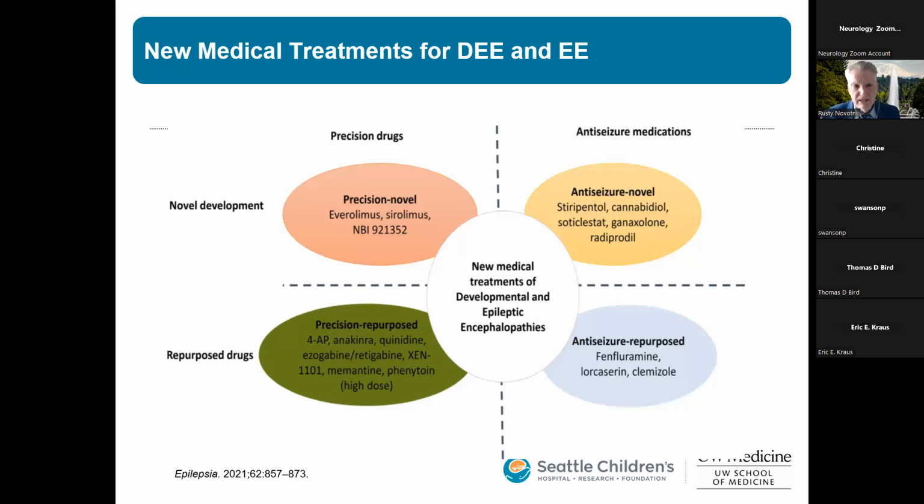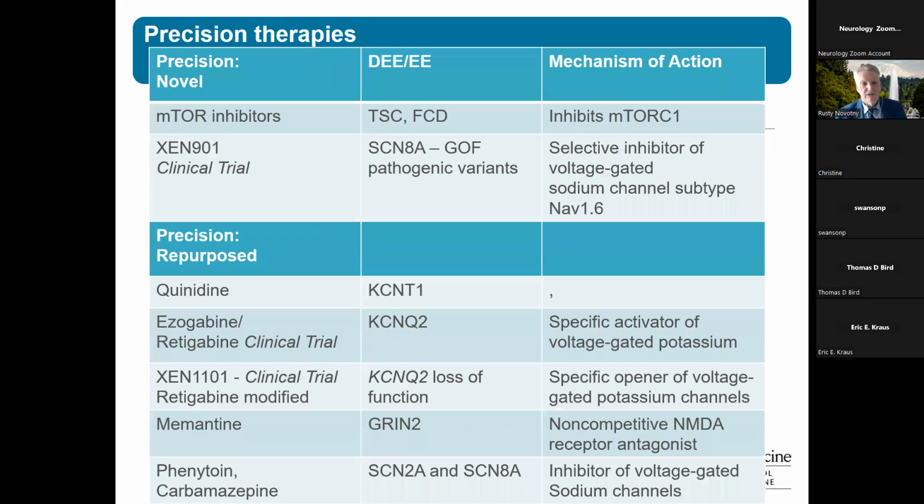So you can look at these treatments based on what the molecular targets are. Some are being developed, some are being repurposed from agents that have been FDA approved, but targeting those underlying pathogenic variants. And just to review some of those in a little more detail, as I mentioned, the mTOR inhibitors are being used routinely for tuberous sclerosis complex.